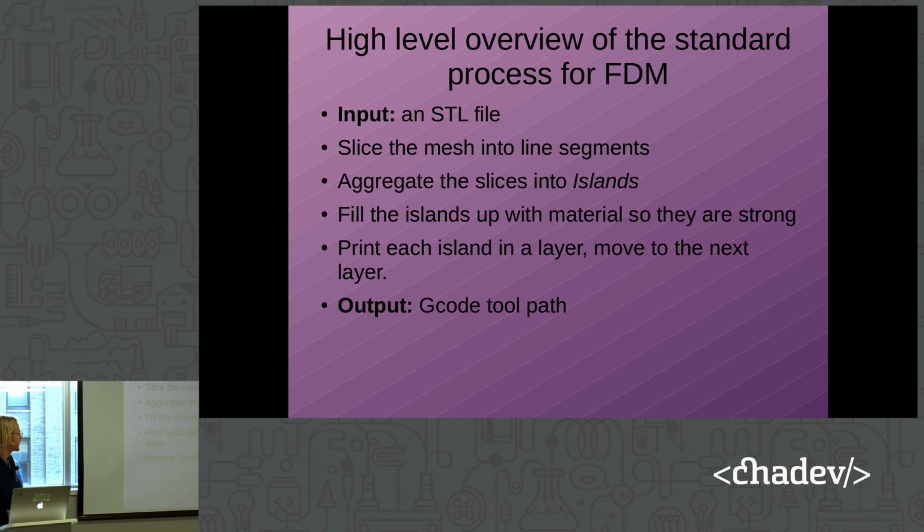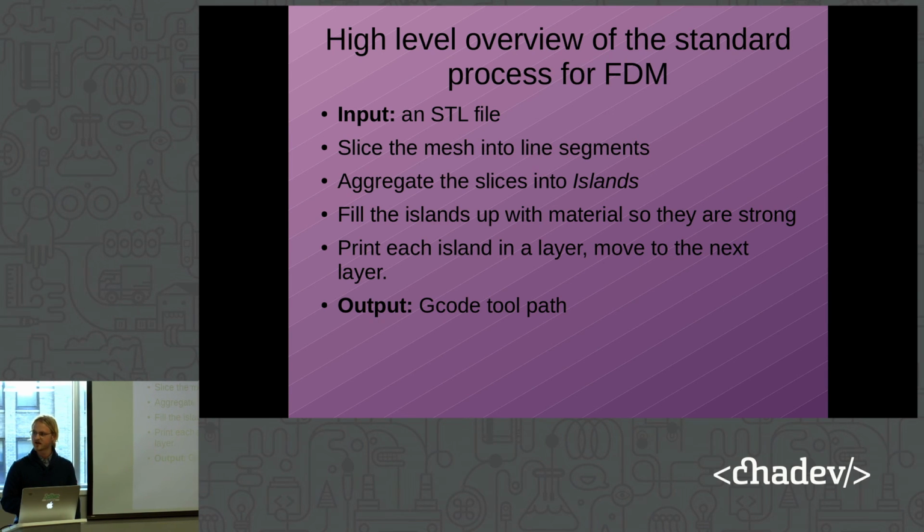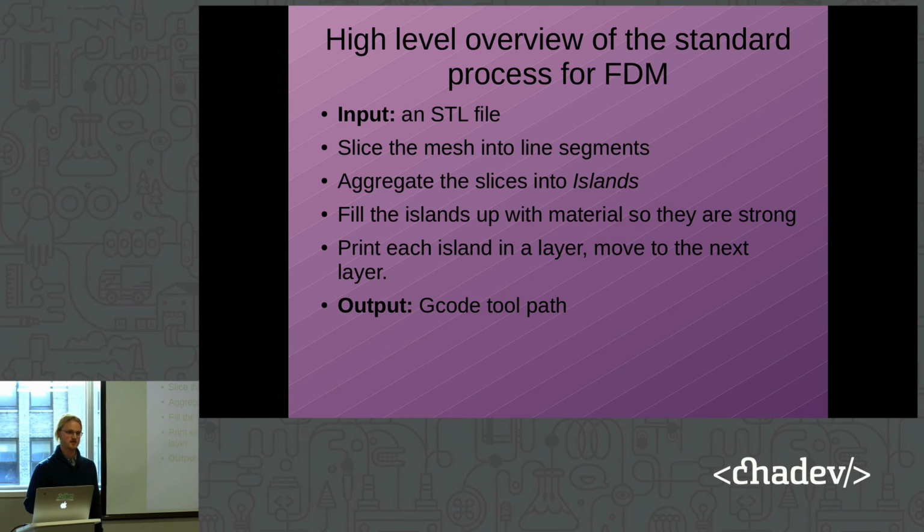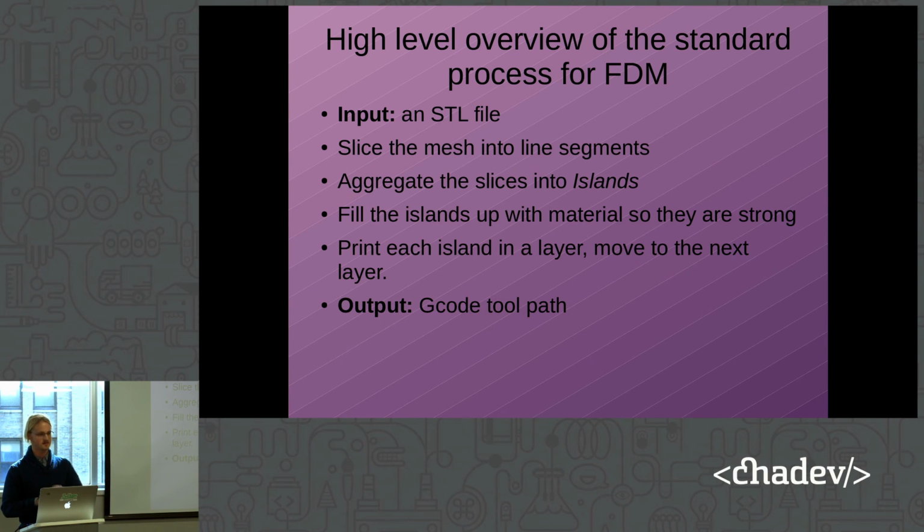So here is a high-level overview of the process for an FDM machine. You take an STL file, which is the representation of the outside of the object that you want to print, and then you slice it into a bunch of layers. Then you aggregate these slices into structures called islands, and then you create an infill structure over these islands. And then finally, you construct a 3D toolpath over all of these things that are in 2D. So that's where it actually becomes a 3D part.